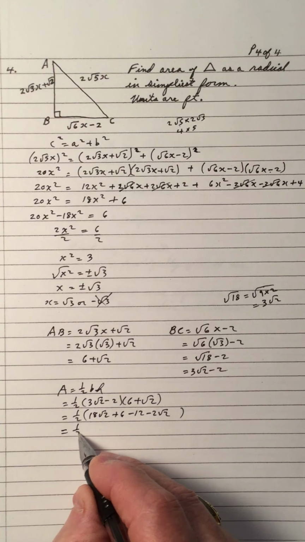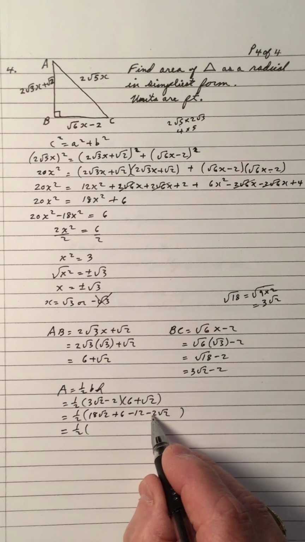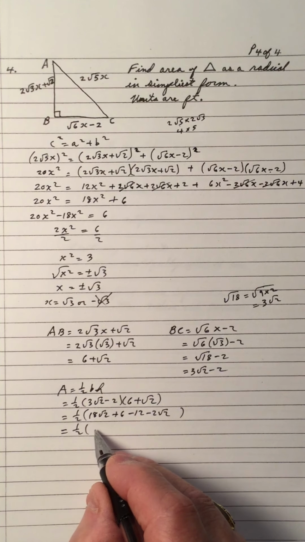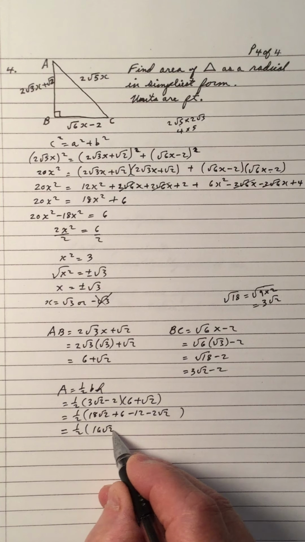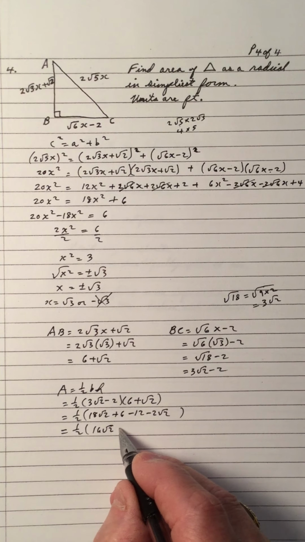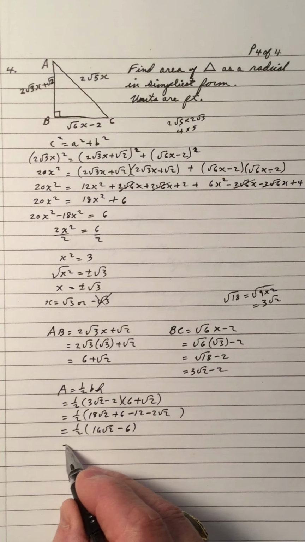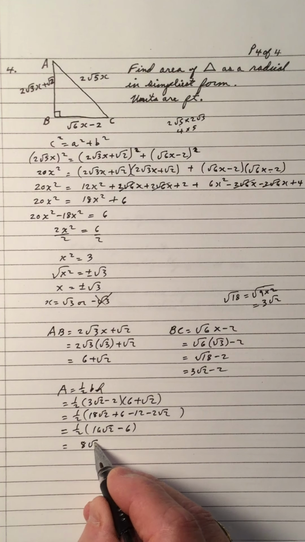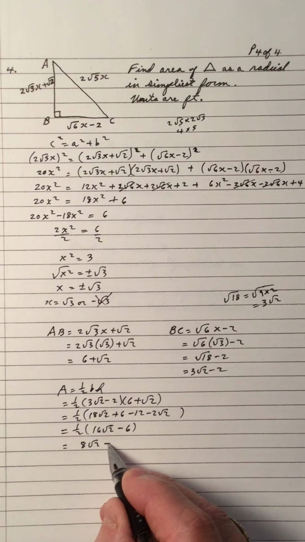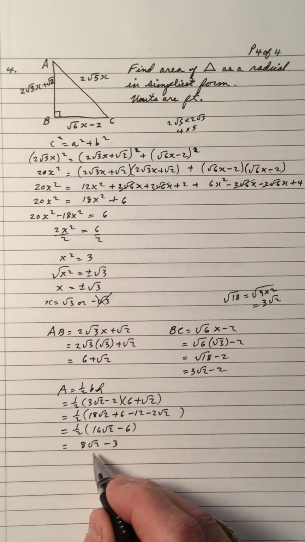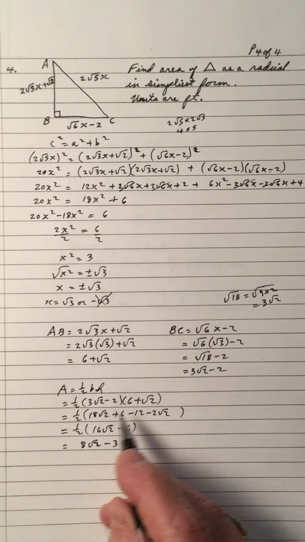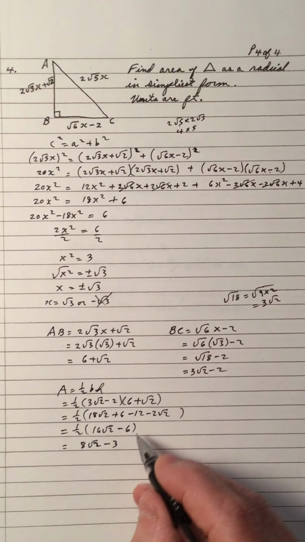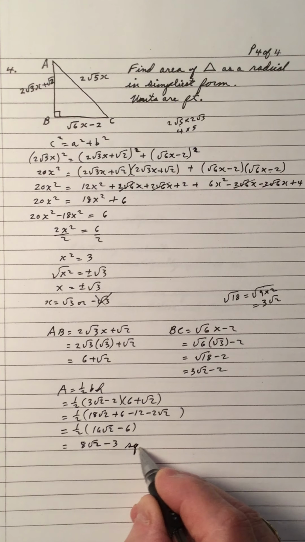So again, we'll simplify those. 18 minus 2 root 2 is 16 root 2. 6 minus 12 is a negative 6. Now I take a half. Half of 16 is 8 root 2. Half of negative 6 is negative 3. And the area is in feet, so that's square feet.